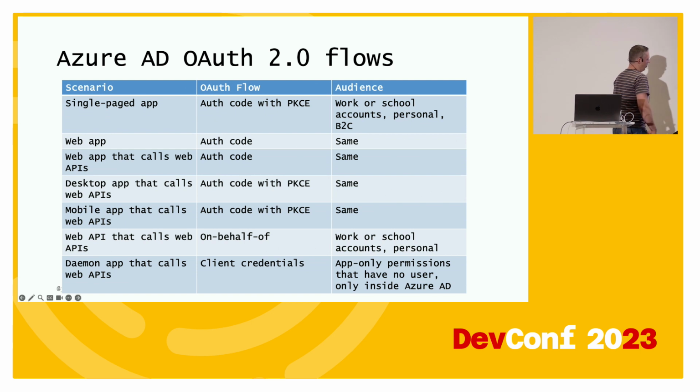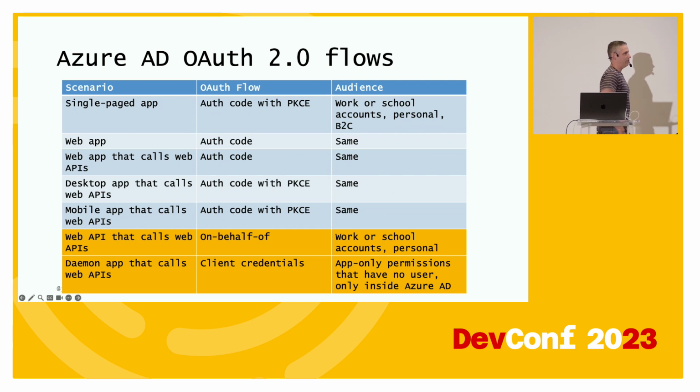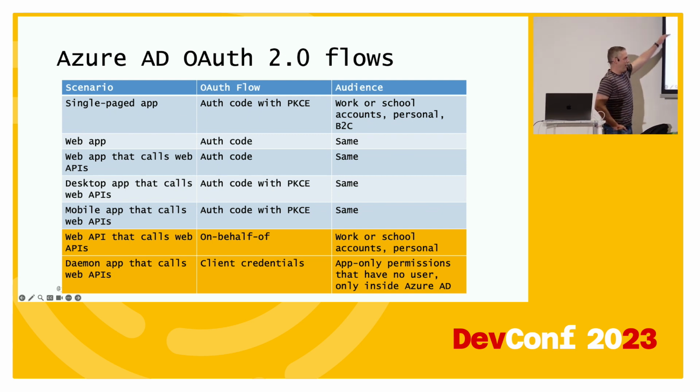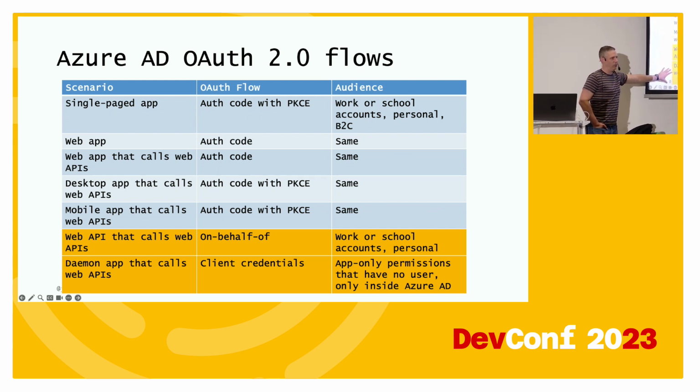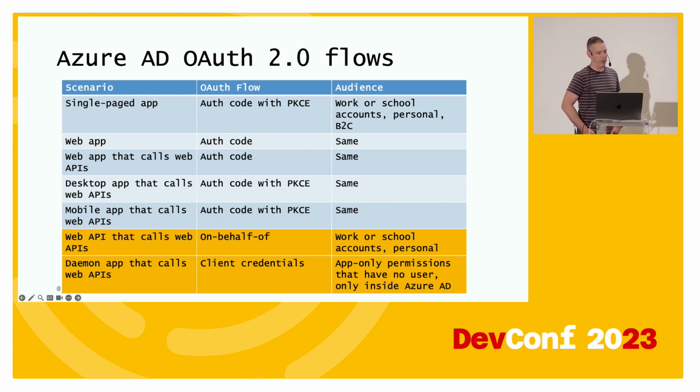So finally we get to the interesting ones. These ones at the bottom ask, are we a web API that calls web APIs? Actually, yes. It's a backend for front end API that calls other APIs. So that could work. And the last one is labeled in the documentation as daemon app that calls web APIs, but it's really just everything else. This is for when everything else doesn't work, then finally you get to this last one, which is just client credentials. We prefer to use the top one, a web API that calls web APIs. And for that one, it can use the on-behalf-of flow.